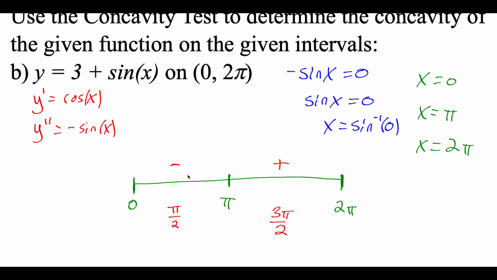So between 0 and pi, where we have this negative interval, we can say that our graph would be concave down. And then on the right, where we have this positive interval, we would say that our graph would be concave up between pi and 2 pi.